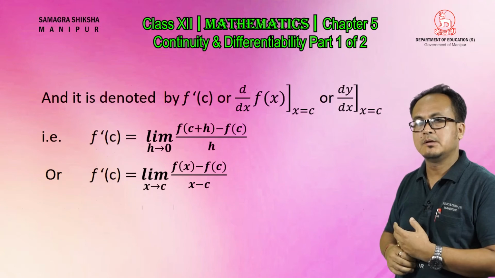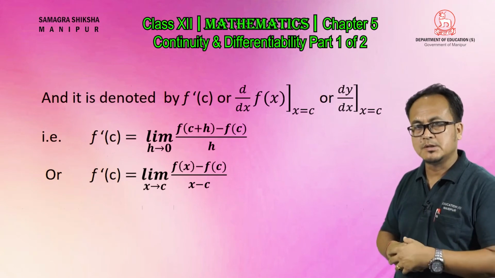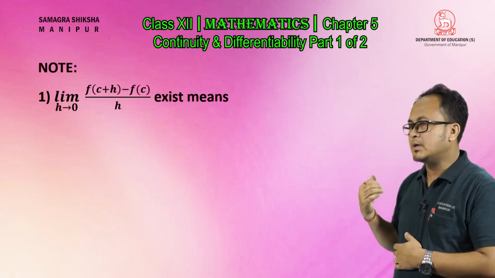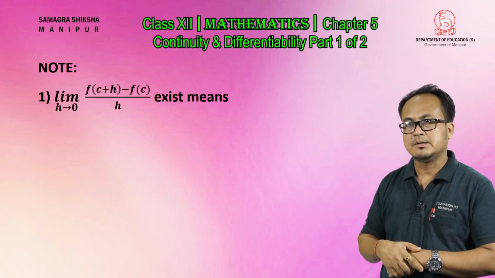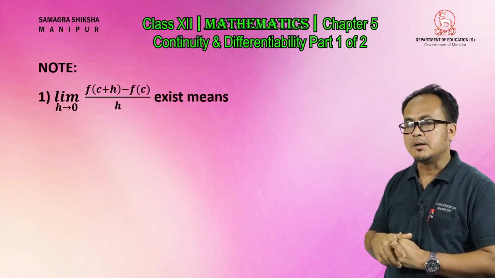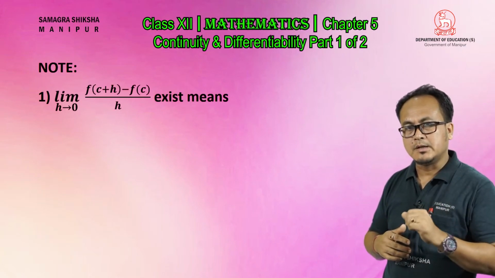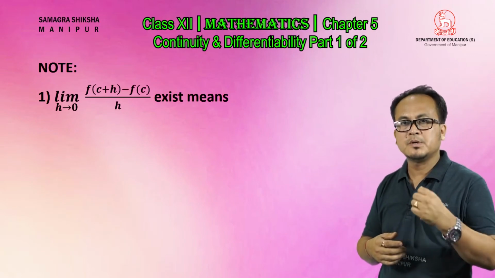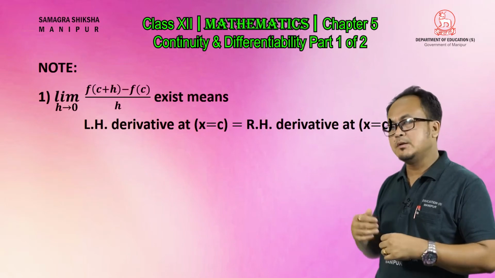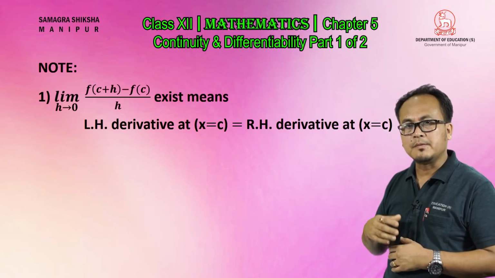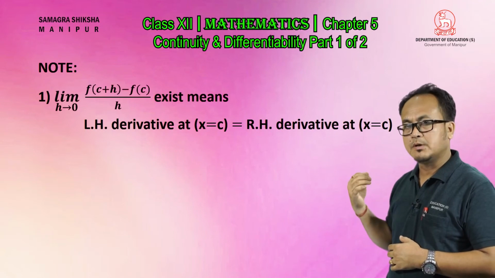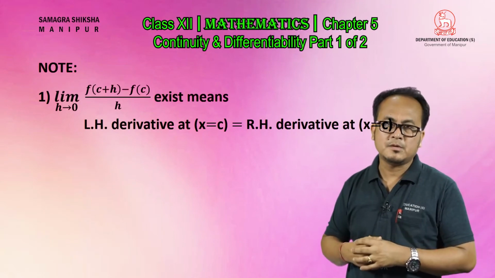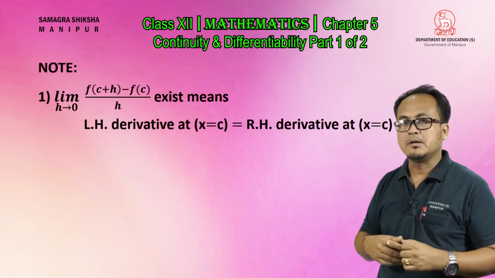divided by x minus c, x tends to c. So the definition of differentiability means the limit f of c plus h minus f of c by h exists. That means the left limit and right limit should both exist, which is the derivability definition. The left hand derivative at x equal to c must be equal to the right hand derivative at x equal to c, so the existence of the limit means the left and right are equal.